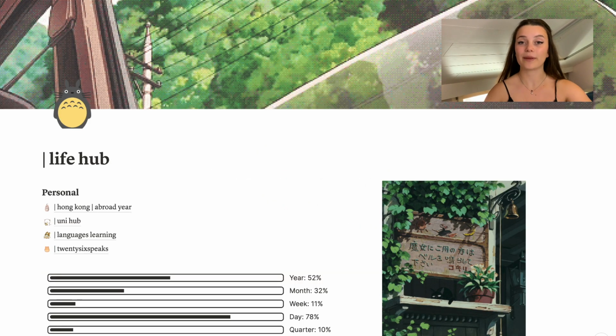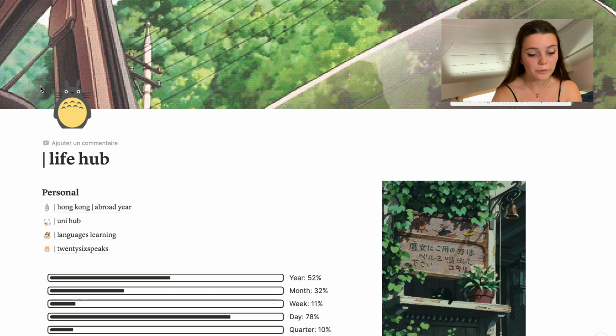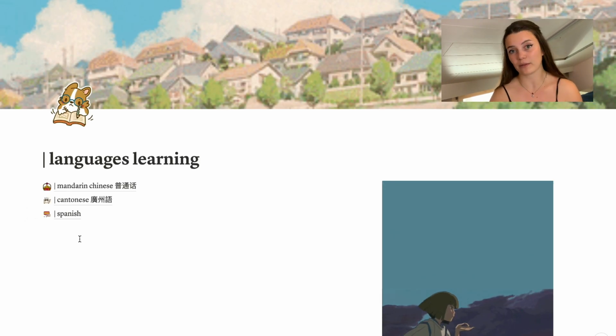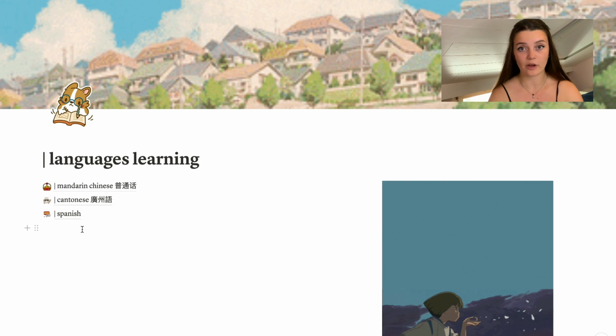Now back on my life hub, I have this languages learning section, because you know how much I love that. That's something I really want to get more organized. For the moment, I only have those 3 languages on my Notion template: Mandarin Chinese, Cantonese, and Spanish. The fact is that I already started learning Mandarin Chinese and a little bit of Spanish, like I can say a few words, but there are things I really want to do and achieve in Spanish this summer especially.